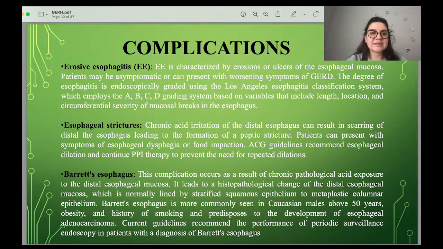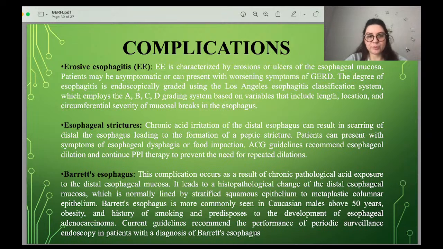Next complication is esophageal strictures. Chronic acid irritation of the distal esophagus can result in scarring of the distal esophagus, leading to the formation of a peptic stricture. Patients can present with symptoms of esophageal dysphagia or food impaction. Guidelines recommend esophageal dilation and continued PPI therapy to prevent the need for repeated dilation.